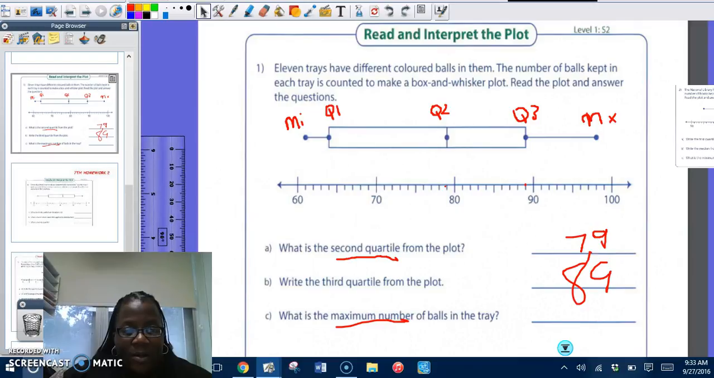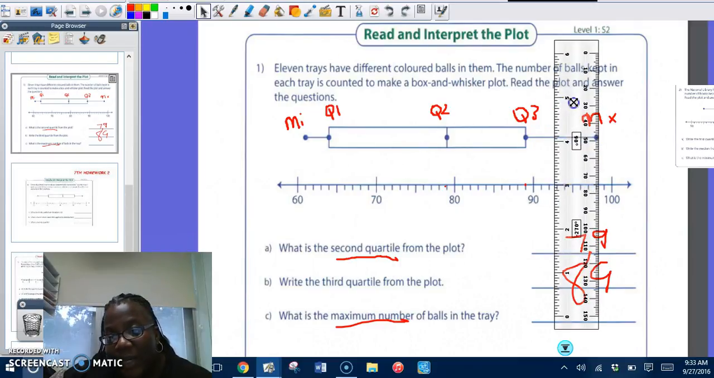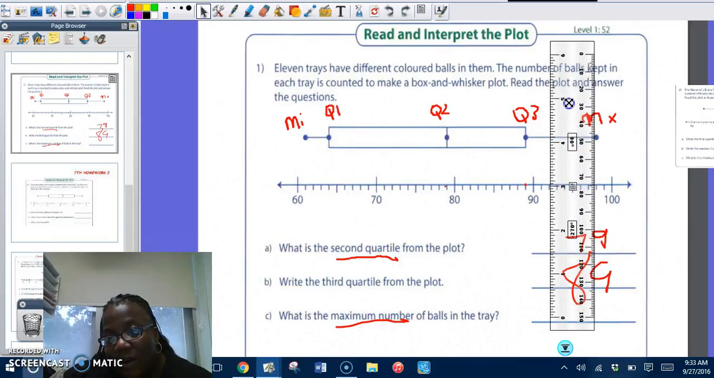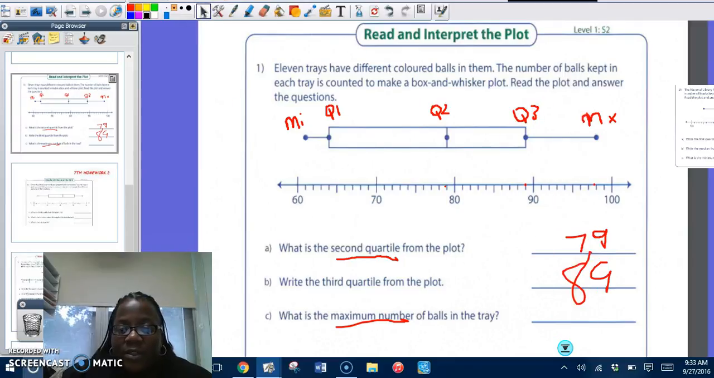Here we go. Okay. Aha, maximum. Right there. Which I can say is right here. And so that means the maximum is at 90, 95, 96, 97, 98. So maximum will be 98.